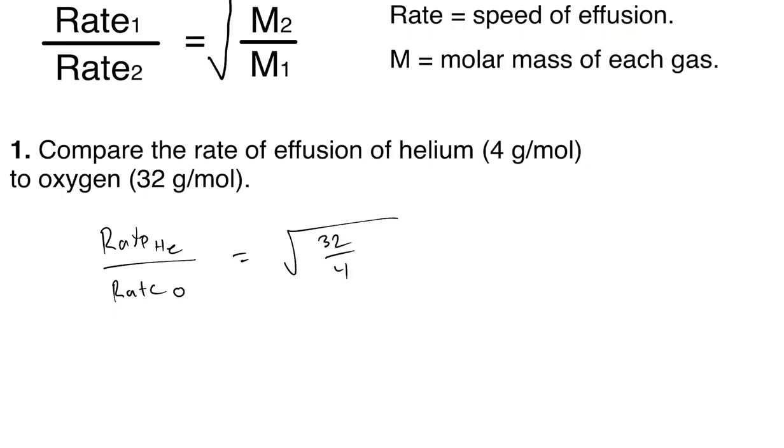We need to make sure that our ones match. So it would be 1 on top on the left over here, 1 right over here, and then 1 down, and then it would also be 1 down here. So we're making sure that they match. So it's going to cross multiply essentially, and that is equal to approximately the square root of 8, which is equal to approximately 2.83 rounded. So helium effuses 2.83 times faster than oxygen.